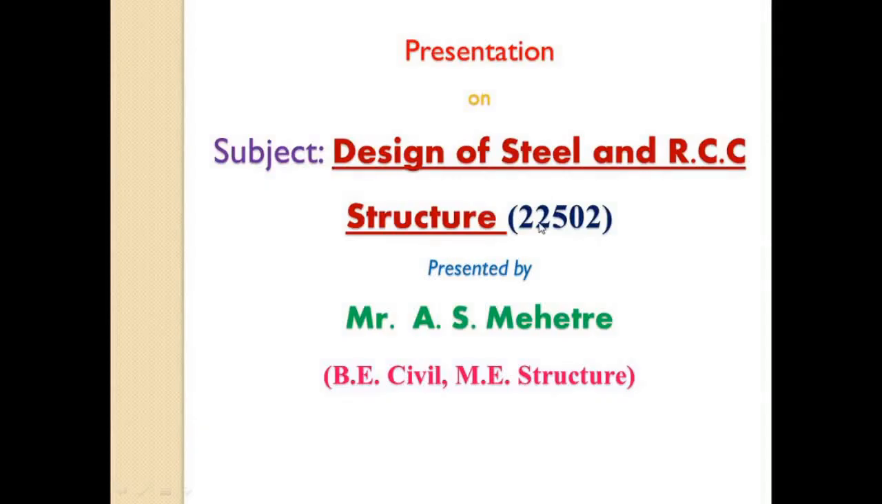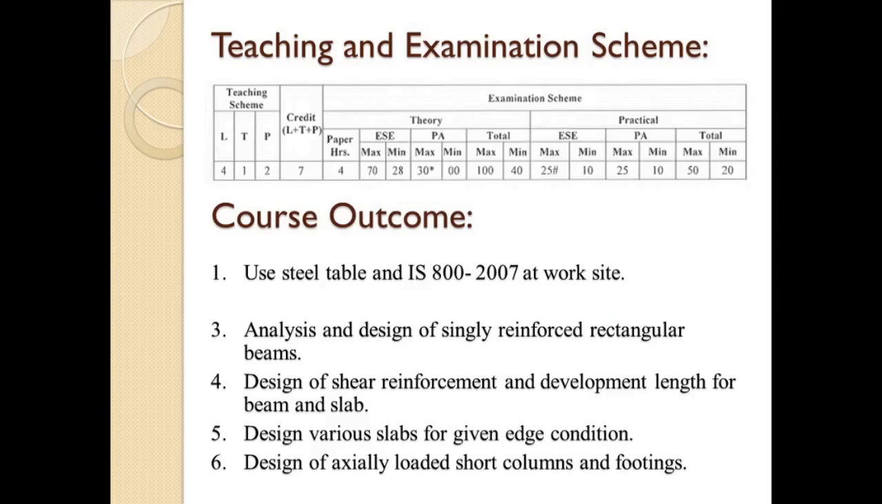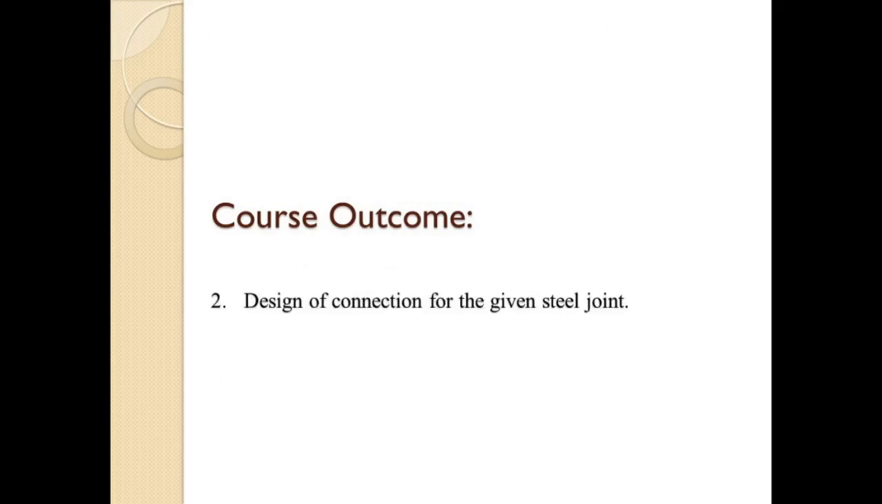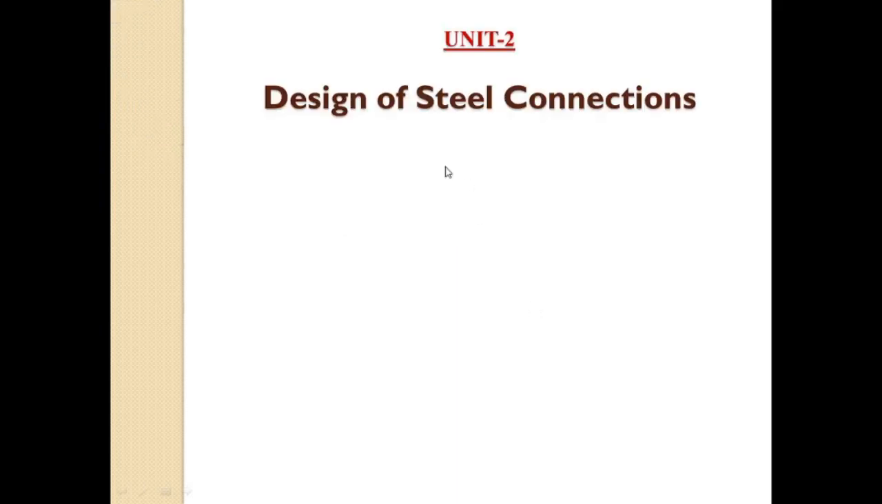Today we will start our second unit. From the second unit we have to achieve our second course outcome, that is design of connection for the given steel joint. That is, we have to design the bolted connection and welded connection. So let us start unit number 2, design of steel connections.